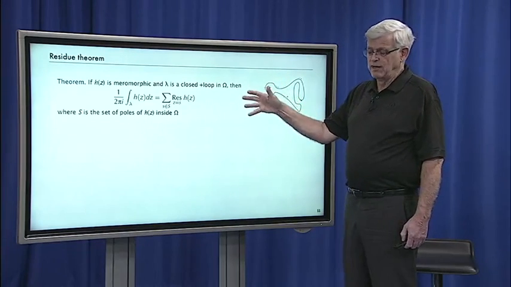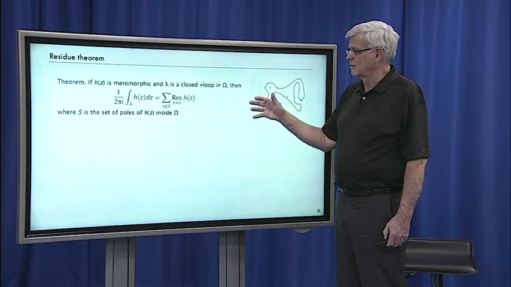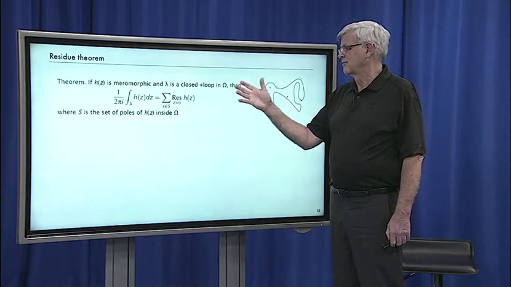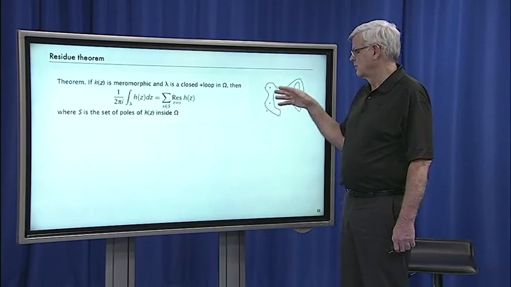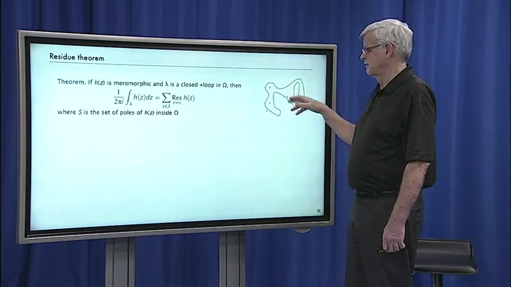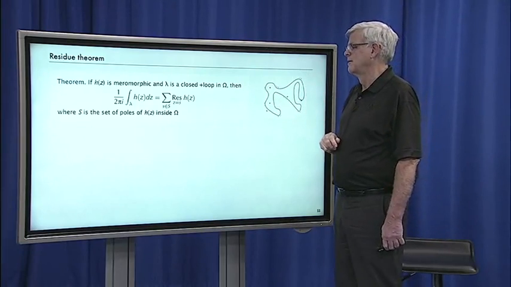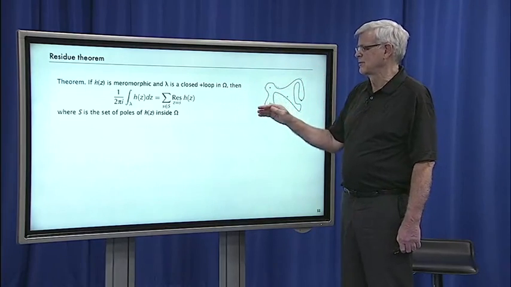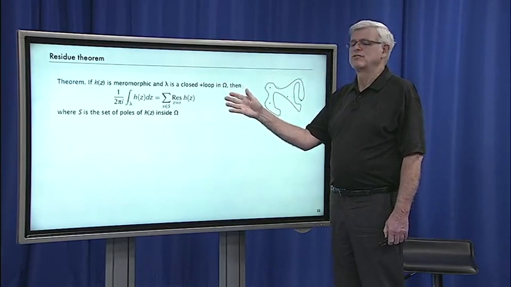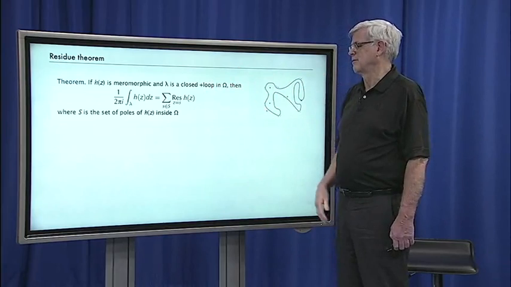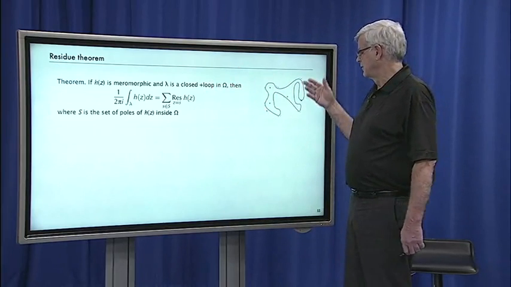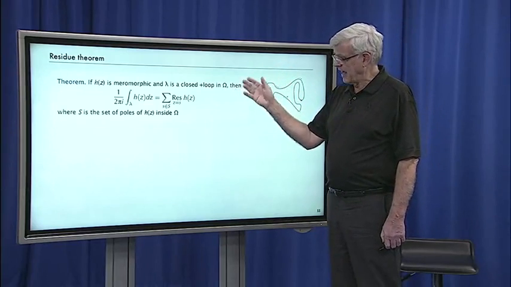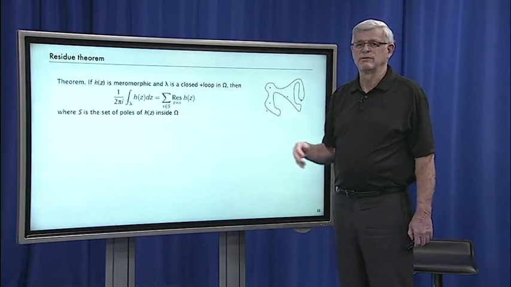So generalizing the integral around a pole, we have what's called the residue theorem. If you have a meromorphic function and you have a closed loop where it's defined to be meromorphic, then the integral around that loop is equal to 2 pi i times the sum of the residues. So you take the residue at every pole and add them all up, and you get the value of the integral.